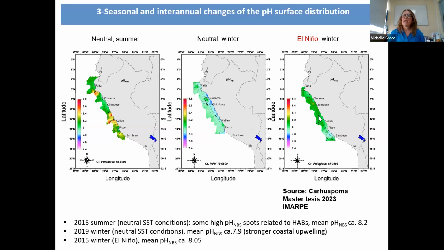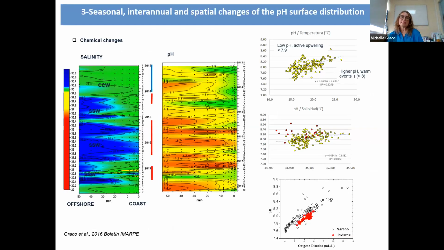And here we can observe higher values of pH, and this is modulated by all the change in the water masses and the influence of El Niño that modifies the influence of the upwelling, and several times the upwelling is reduced in the system. And this you can observe here. This is a project that we started in 2013 until now. And here the salinity, to look at the change in the water masses.